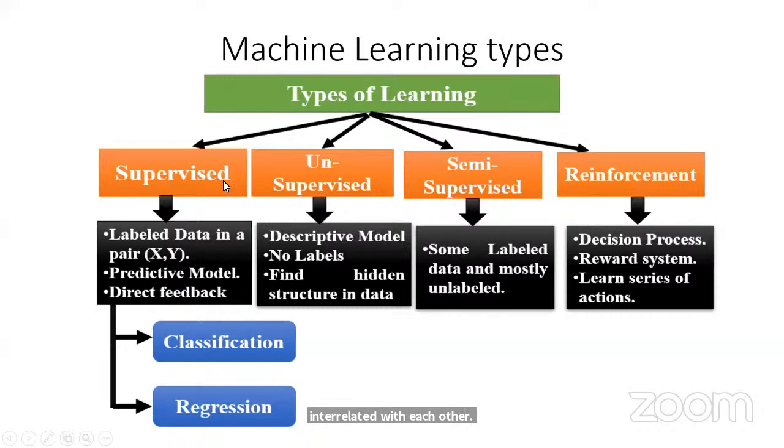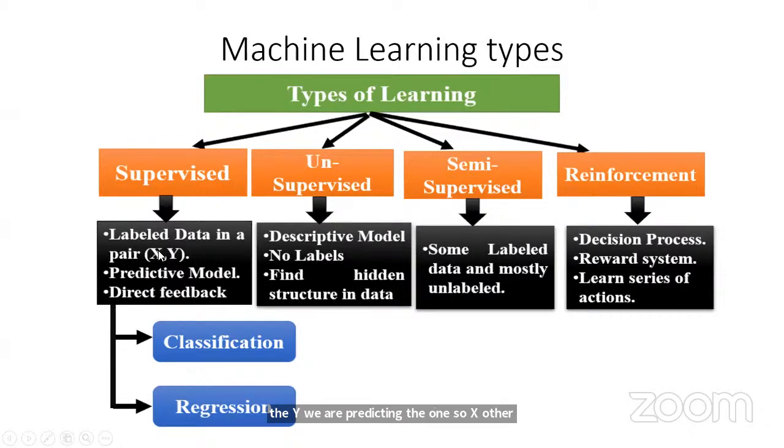Supervised learning means we have data in the form of X and Y, labeled data. What is X? In machine learning, we call X the features and Y the output variable. In a supervised learning algorithm, by using the X data, we are predicting the Y. So X is the set of features.